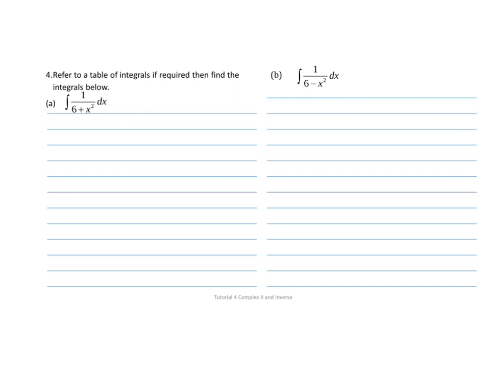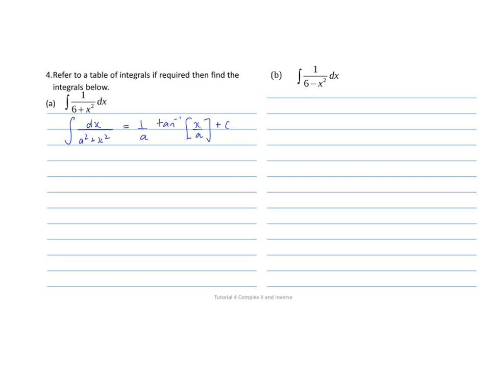So continuing on, refer to the table of integrals if required, then find the integrals below. We have here the integral of 1 over 6 plus x squared. From our table of integrals, we have the integral of 1 over a squared plus x squared is equal to 1 over a inverse tan x over a plus c.